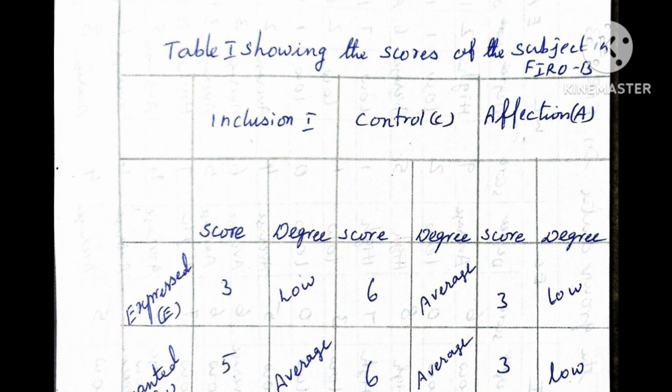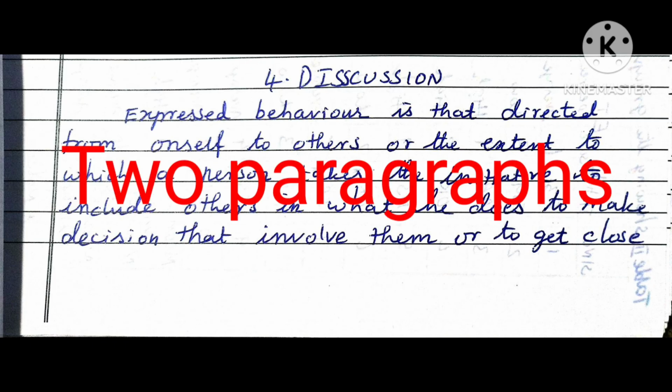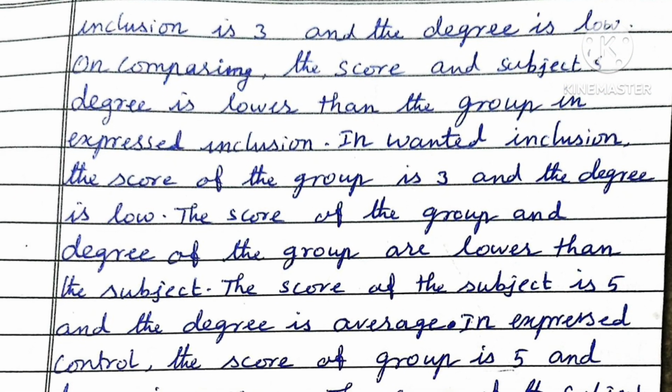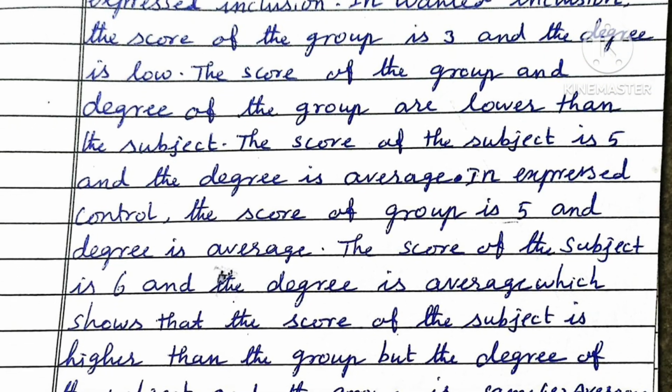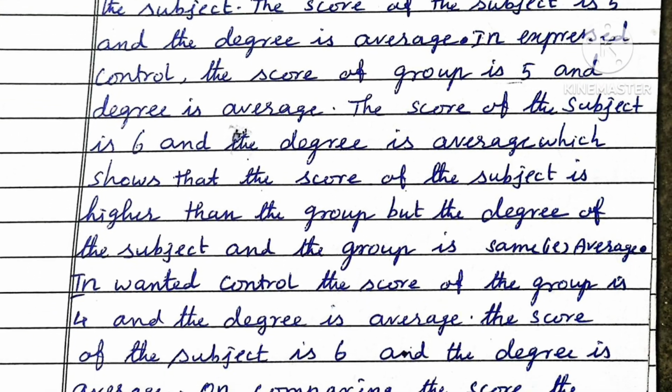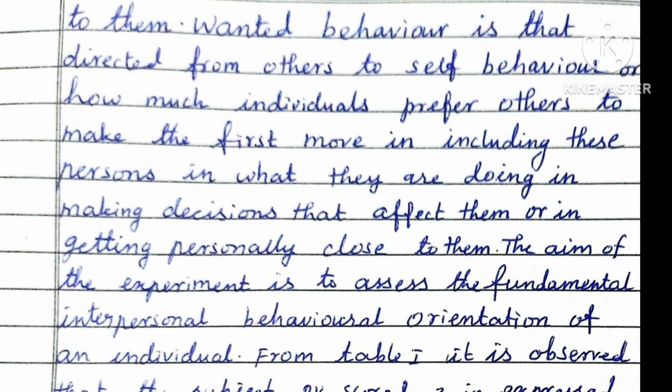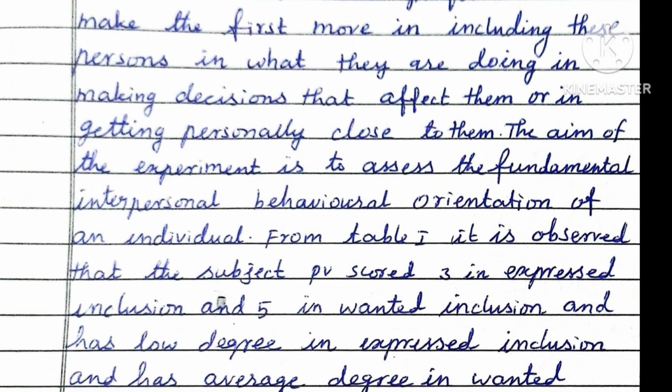After table 1 and table 2, we have to write the discussion. In the discussion part, first we have to write the definition of the experiment, mention the score of the subject in each dimension, state the degree and explain. Compare the subject's score in each dimension with that of the group and explain the nature of the difference.